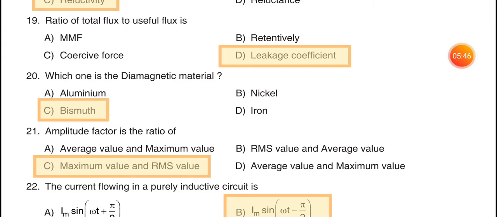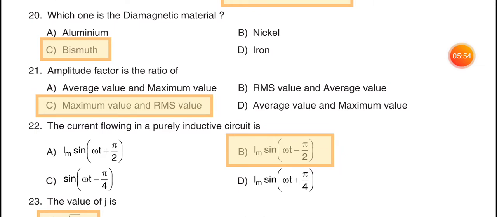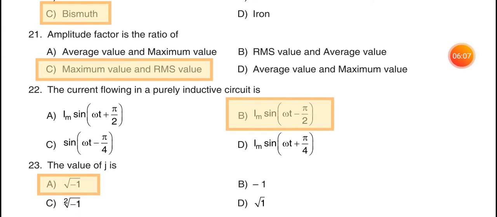19th question. Ratio of total flux to the useful flux is? Option D, leakage coefficient. 20th question. Which one is the diamagnetic material? Options: aluminium, nickel, bismuth, iron. Answer is option C, bismuth.